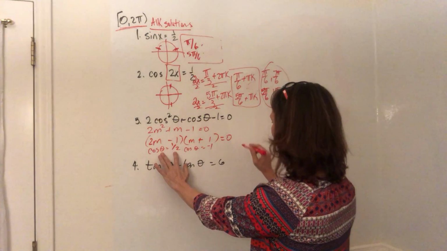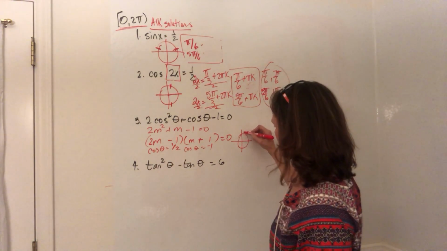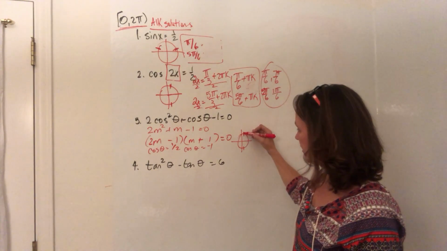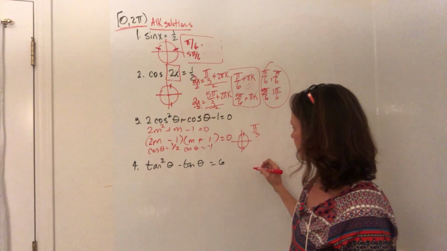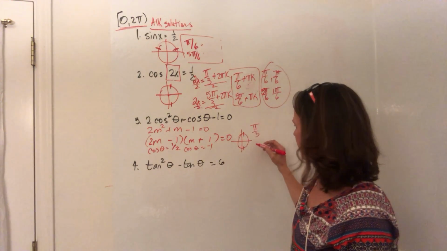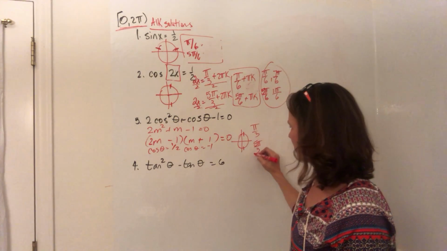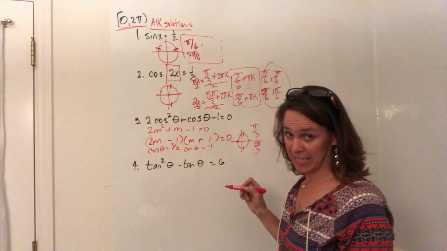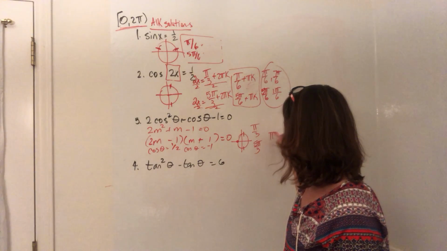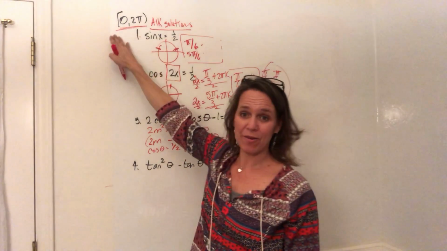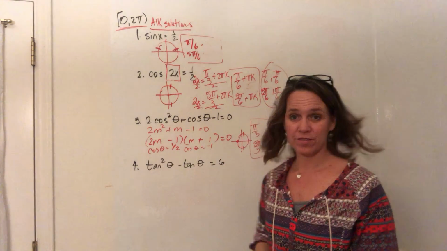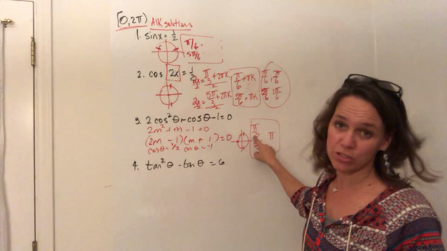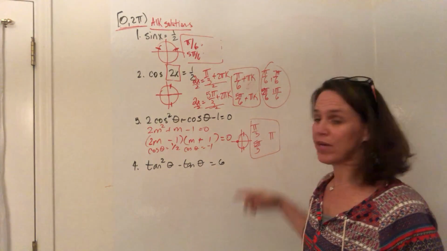Cosine is 1/2. Cosine is 1/2 in those 2 spots. So this is 1 pi over 6, 2 pi over 6, which is pi over 3. And then in this spot, that's 5 pi over 3. Cosine is negative 1 right here, and that's at pi. So if the question is between 0 and 2 pi, these are your answers. If the question said find all solutions, then you'd have pi over 3 plus 2 pi k, pi plus 2 pi k, 5 pi over 3 plus 2 pi k.